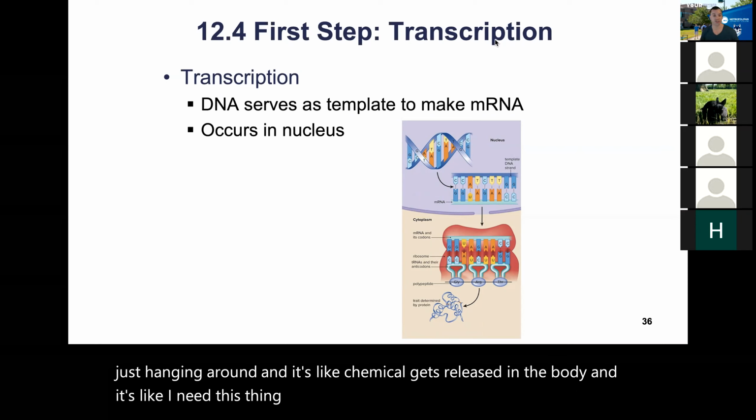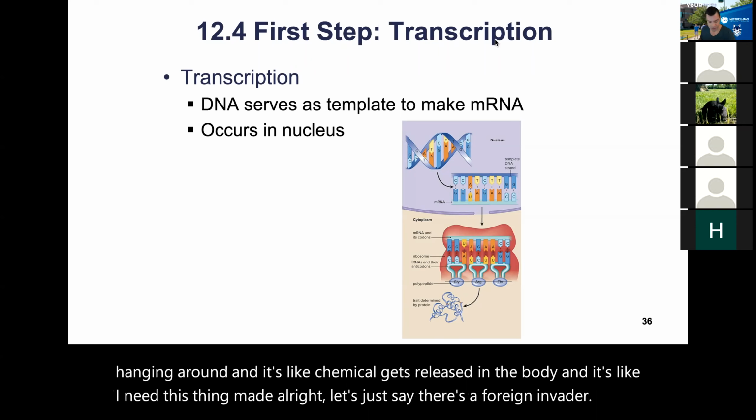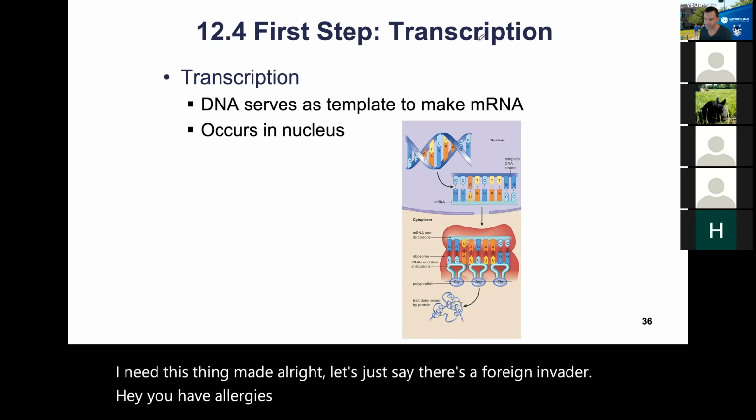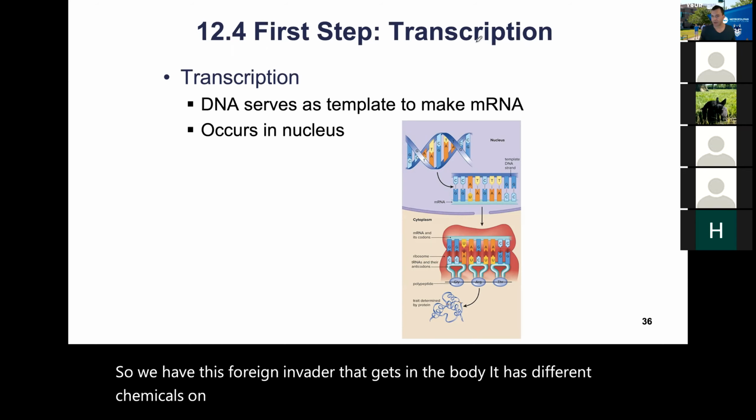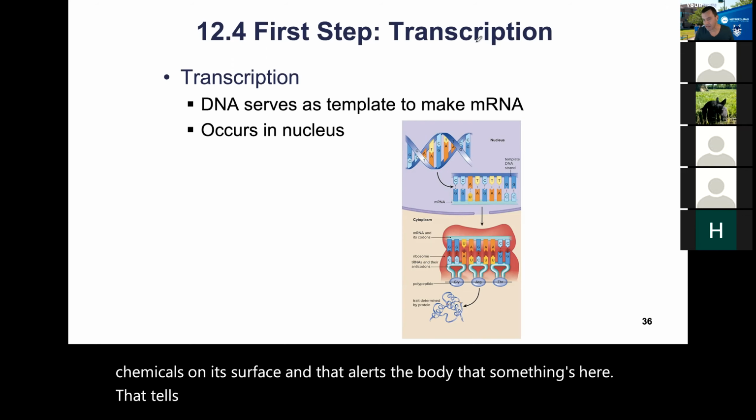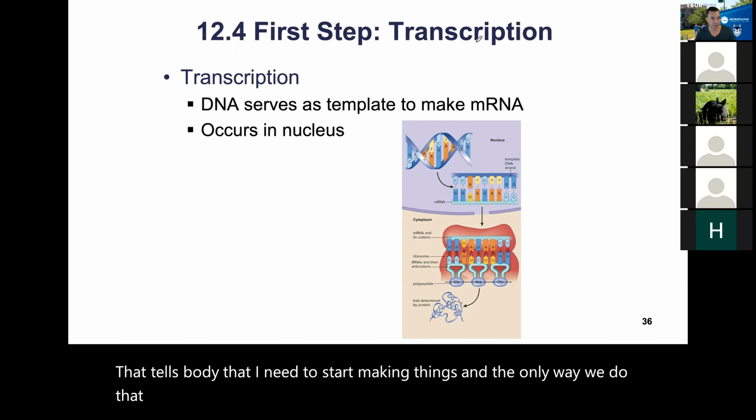Let's just say there's a foreign invader. You have allergies, right? That's a foreign invader. So we have this foreign invader that gets in the body. It has different chemicals on its surface, and that alerts the body that something's here. That tells the body that I need to start making things. And the only way we do that is look at the blueprint, right? The blueprint is in the DNA.